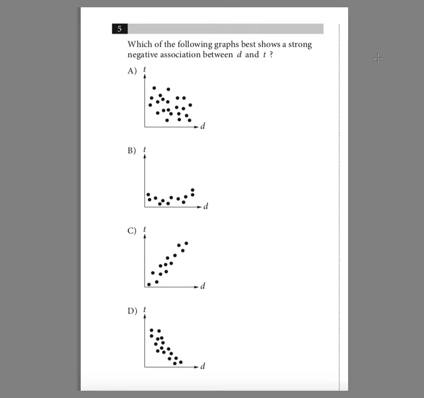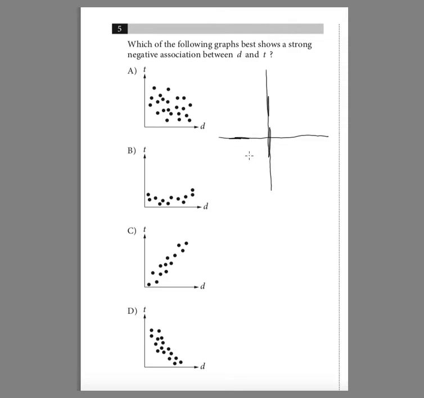It says, which of the following graphs best shows a strong negative association between D and T? So let's remember what a positive, negative, and neutral association is. If we have an XY chart, that's not the straightest line we can do. So if we have an XY axis right here.